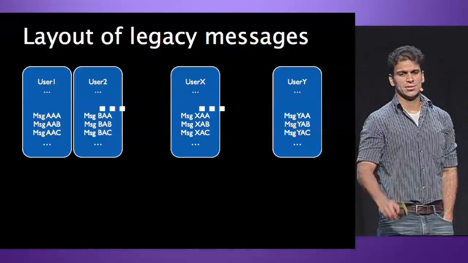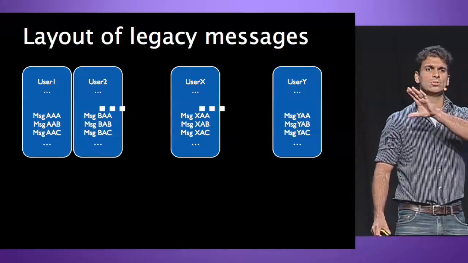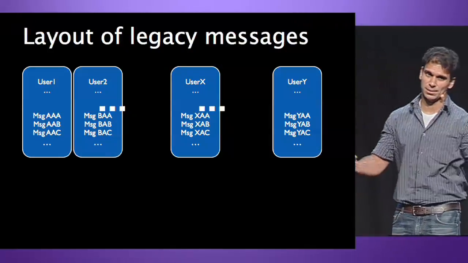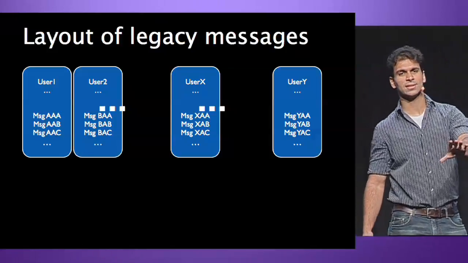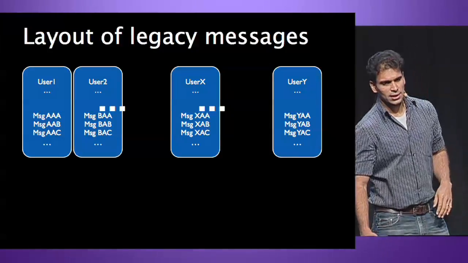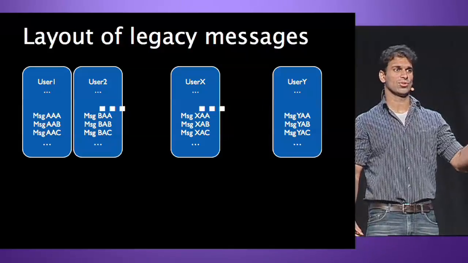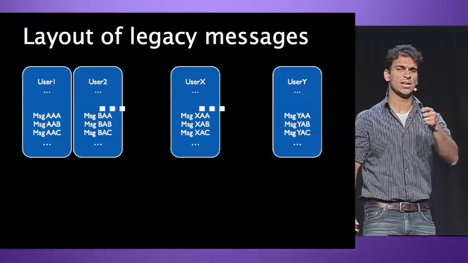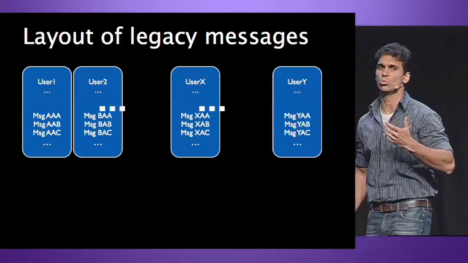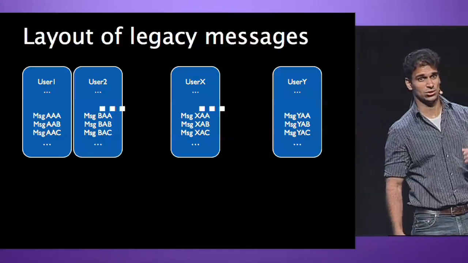So first, the layout of the legacy messages, right? So each of these blue boxes represent a database. So the two interesting things in this diagram are that the users are scattered across all the databases by the user ID. So a given user could be on any random database, and you'd have to look up and know which database to go to fetch that user's data.